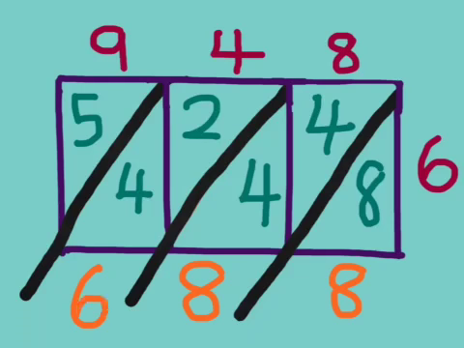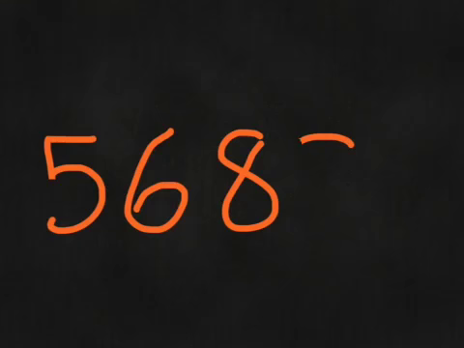Oh, I forgot to mention, in the diagonal boxes, you add the numbers that are in the same box, not multiply. Lastly, we will do the number in this diagonal box. Since there's no other numbers, I don't need to add 5 to anything. So, the answer is 5. So there you have your answer. 5,688.